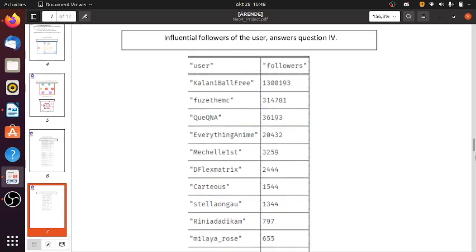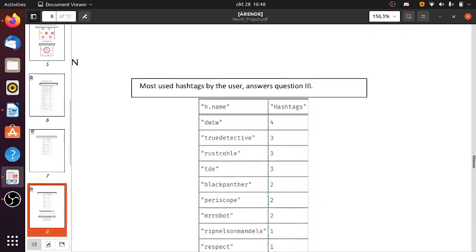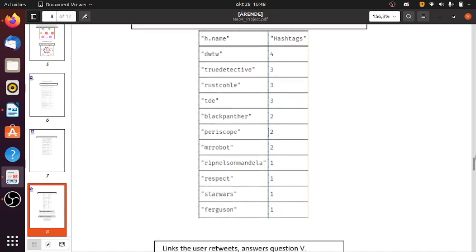So you can see that Kalani Ball Free is the user with the most influential follower. If we go down a little bit, this shows the most hashtags used by the user, and it answers question 3, and this is also related to the user we mentioned earlier. You can see by count how many hashtags have been used. And this is good because some inappropriate hashtag may have been used by this user.